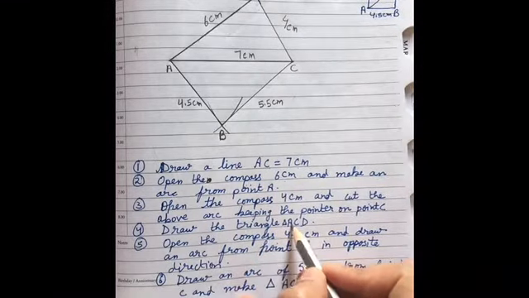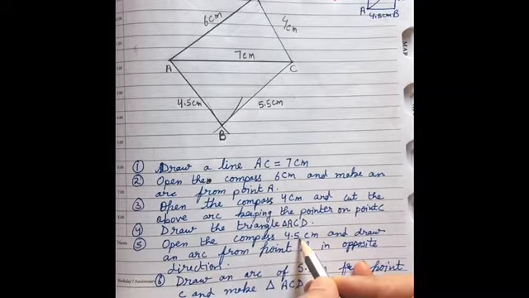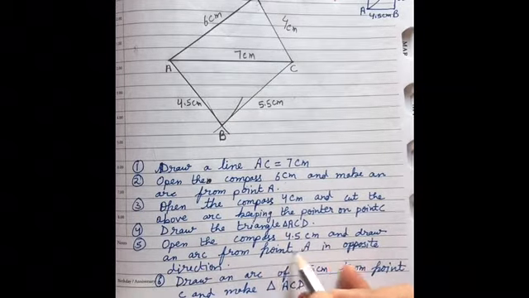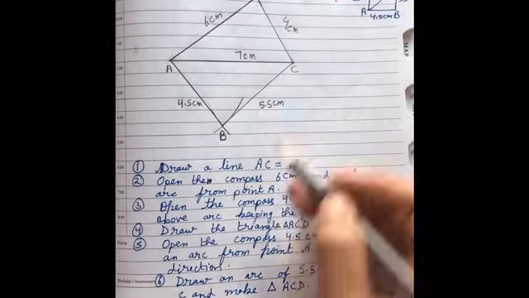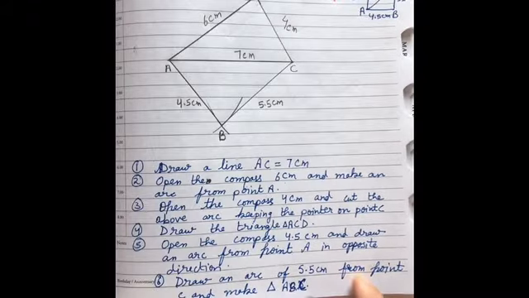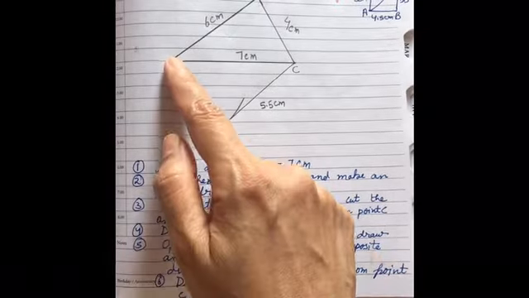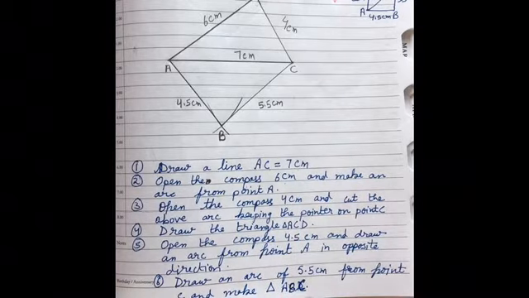Draw the triangle ACD, this upper triangle. Open the compass 4.5 centimeter and draw an arc from the point A in the opposite direction. From A, 4.5 in the opposite direction. Then draw an arc of 5.5 from point C and then make the triangle ABC. A, B and C. Fine. So that's your first question.